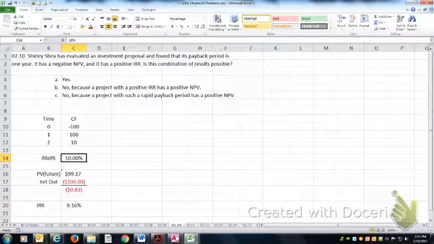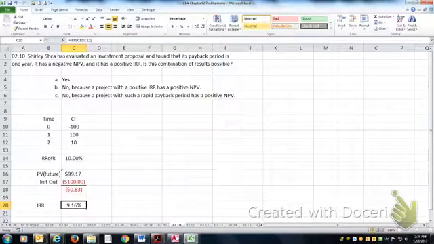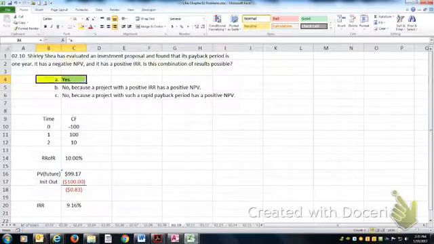So anyway, back to where we started. To put together an example, I have a payback period that is still 1 year. It takes 1 year to get your money back. I have a negative net present value, and I have a positive IRR. So is this possible? Absolutely.